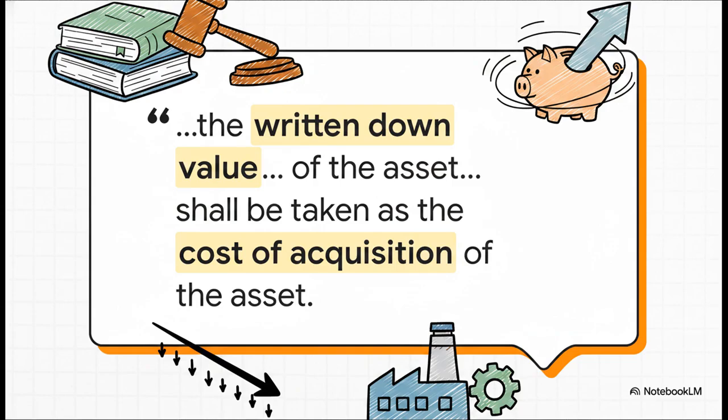Now you might be asking, why does the law do this? It's all about preventing a double dip on tax benefits. See, you've already gotten tax deductions for years through depreciation, which accounted for the asset losing value. The law says you can't also claim a capital loss on that same drop in value. It's a fundamental part of tax fairness.